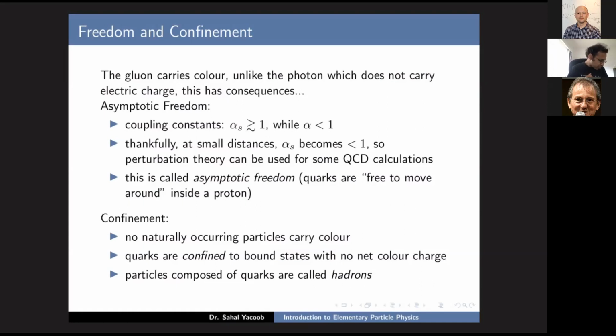The other thing that's weird about the color force is that we don't find naturally occurring particles that carry color. So color is hidden. Quarks are confined to bound states with no net color charge. That's why we find them in sets of 3. We have our red, green, and blue, which add together like the primary colors to give us something colorless. That's why the term color is used in quantum chromodynamics. Or if we have bound states of 2 quarks, a quark and an antiquark, there'll be red and an anti-red.